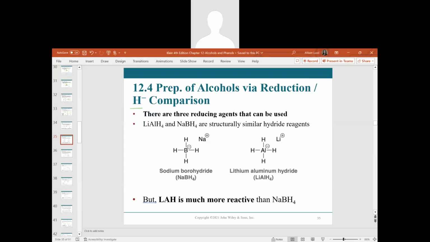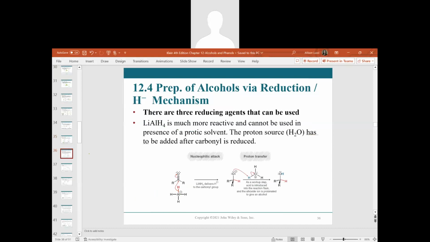So there's a comparison that we can make based on the hydride, the H negative source, that can result from either LAH or sodium borohydride. So this LAH is much more reactive of a compound than our sodium borohydride. And we can see here that we could not use this in the form of a protic solvent because it would react with the solvent and deprotonate that as well.